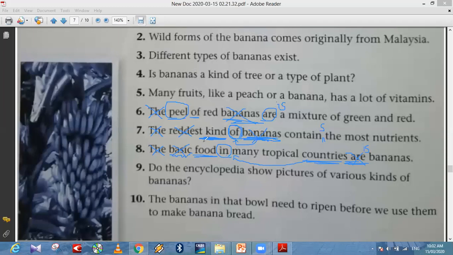Number 9. Do the encyclopedia show pictures of various kinds of bananas? Encyclopedia is the subject. Yes, that's right. This is the simple subject. It should be does. Simple singular subject, so I have to use a singular verb that agrees in number with it: does. Thank you so much.